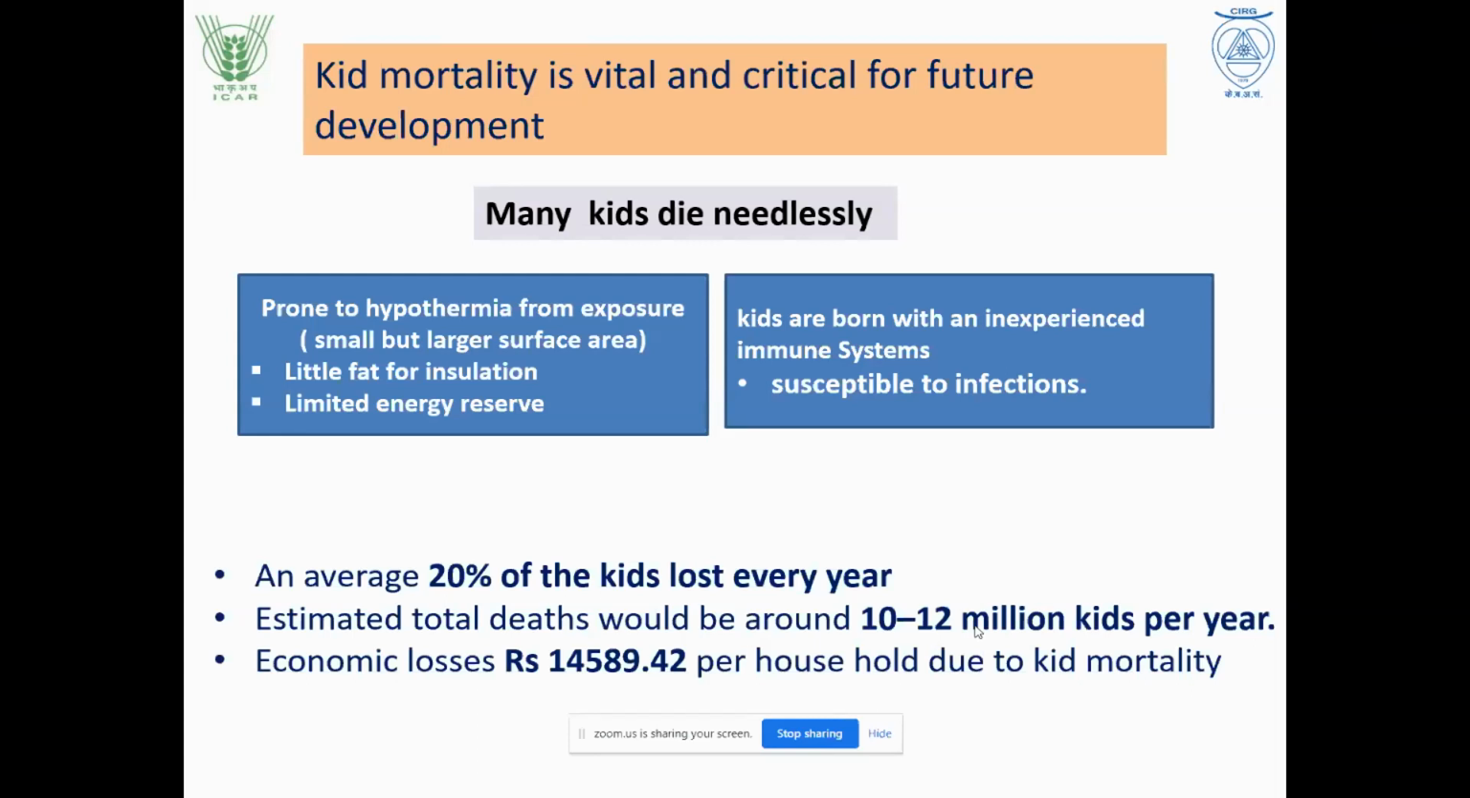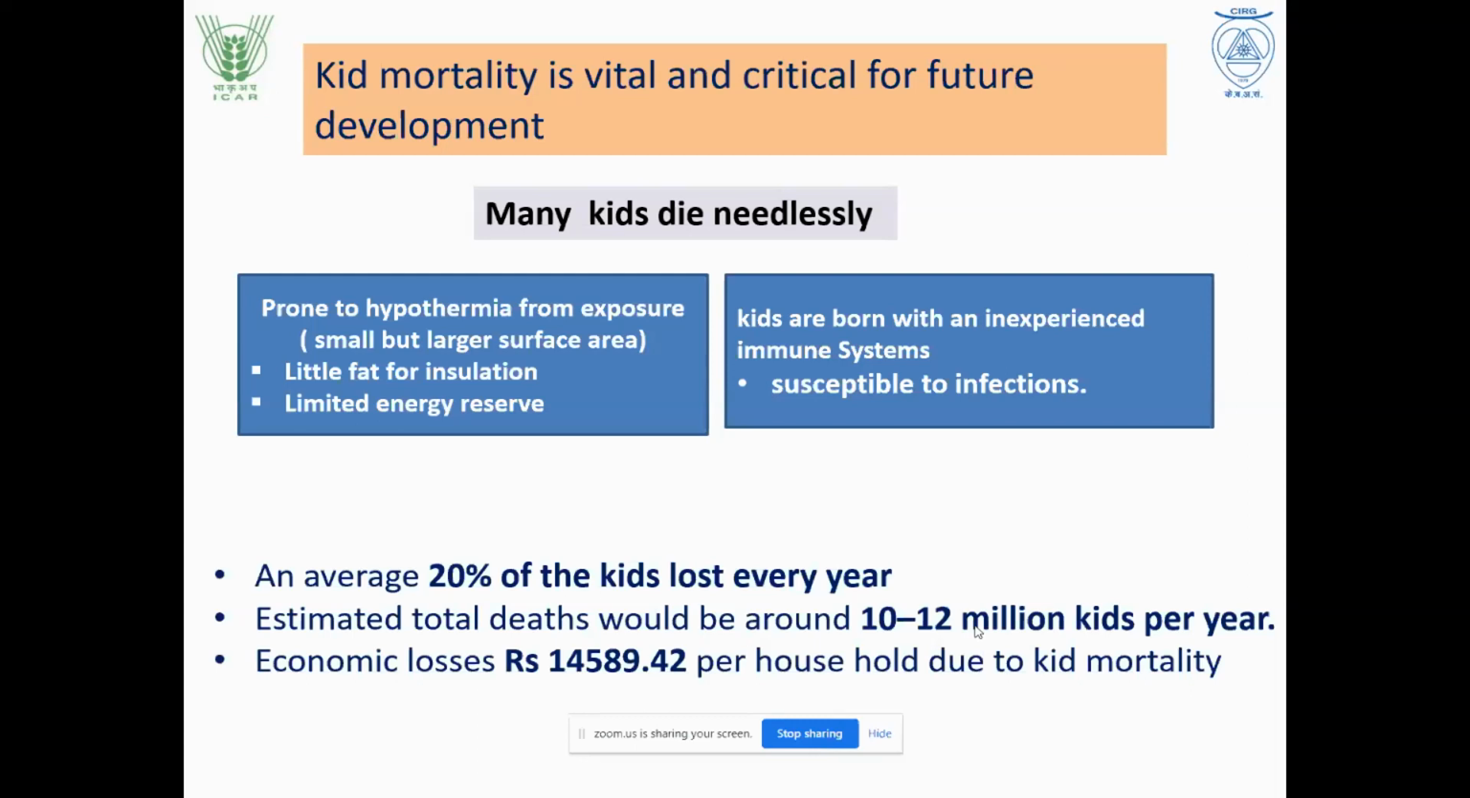The kids are born with an inexperienced immune system. It means there is no antibody in the system, and such an animal is very susceptible to infection. So because of these two main reasons, the mortality is very high. The mortality varies from system to system, from rearing system to system. On average, 20% of the kids are lost every year.